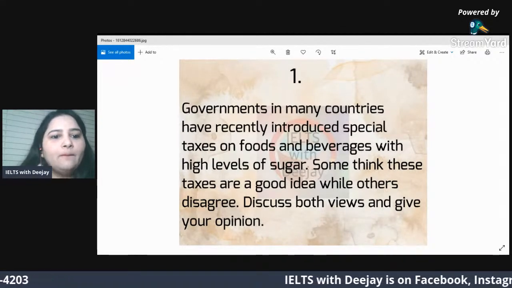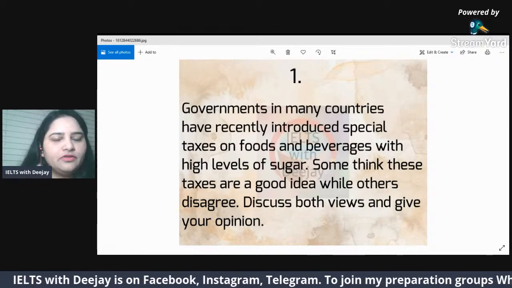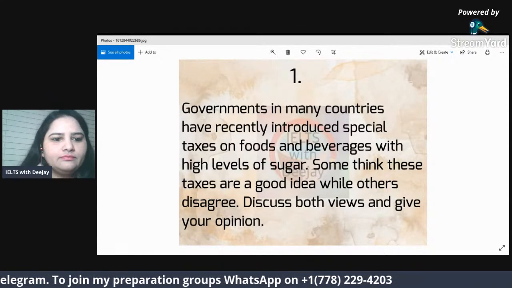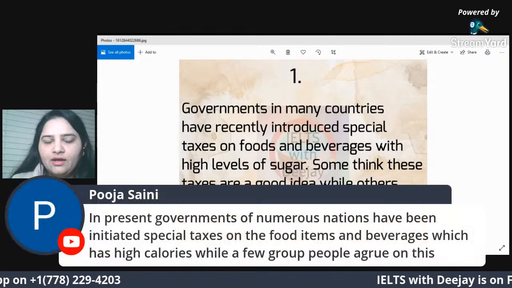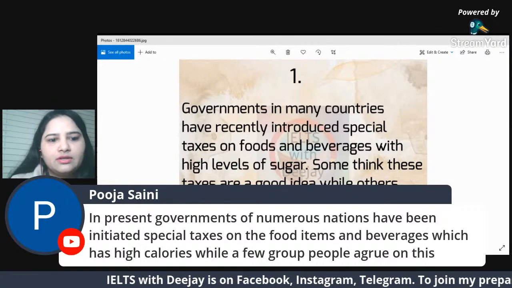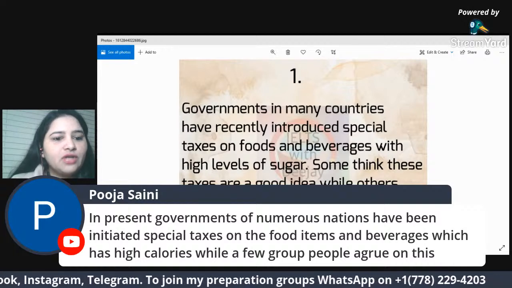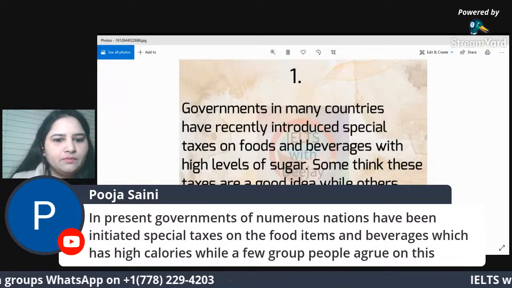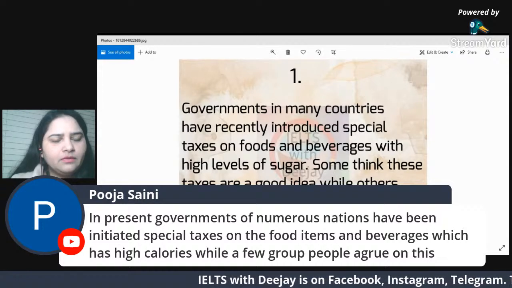Others who want to try, because this is really important when you do paraphrasing, it should be flawless without any errors. Okay, we got one more. In present, governments of numerous nations have been initiated. This is wrong. Have initiated special taxes on the food items and beverages, which have, because this is plural. Items, food items and beverages. This is plural. High calories, while a few group people argue on this.